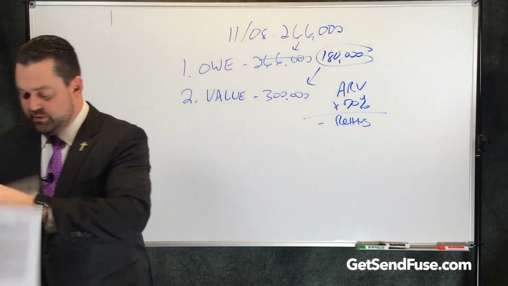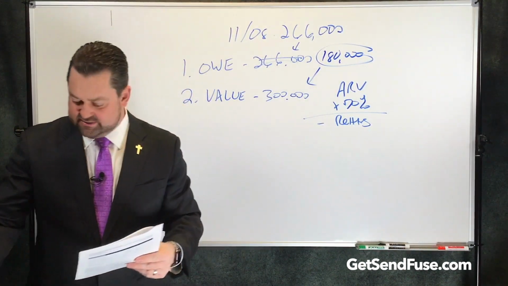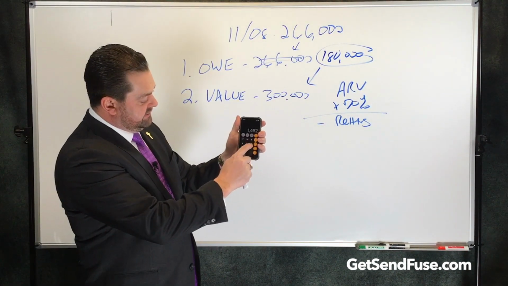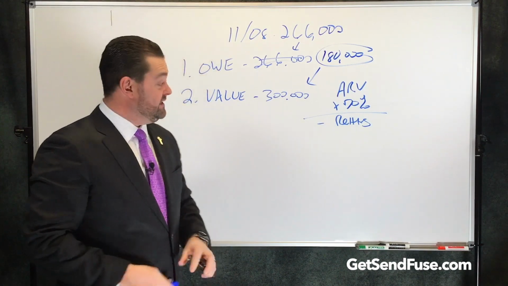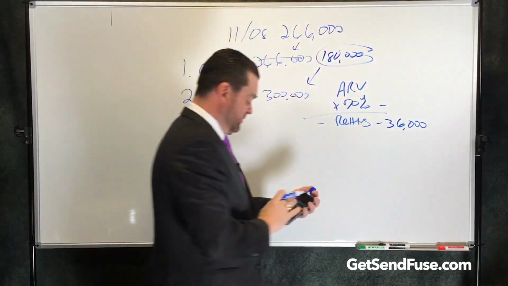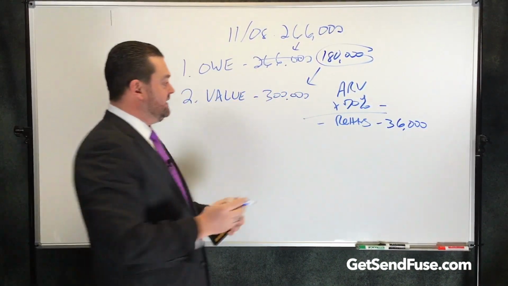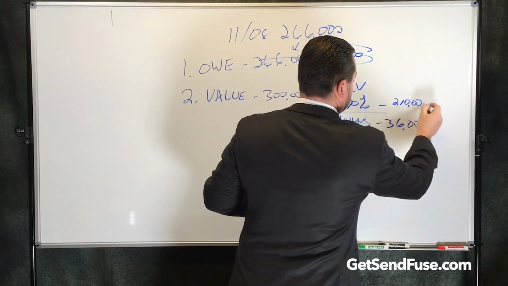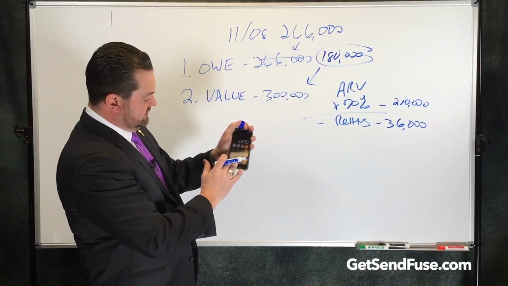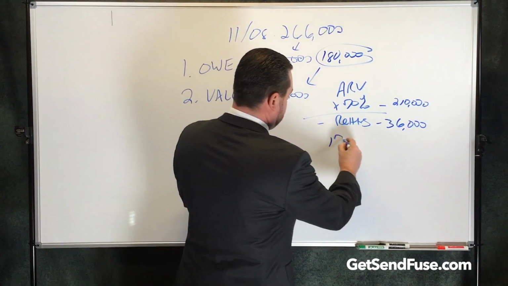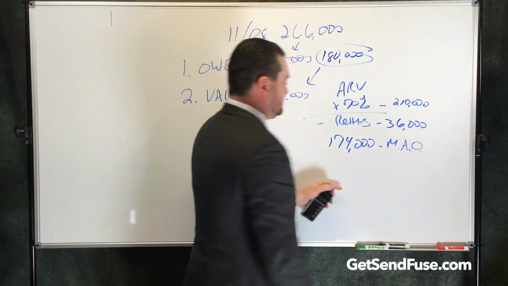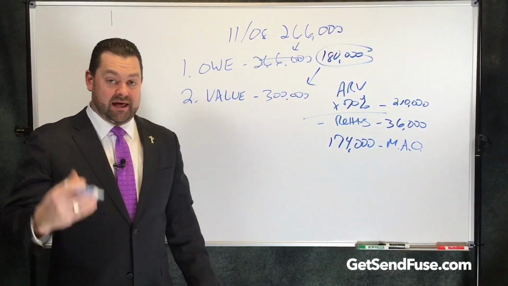Now, on the rehab, we're going to run our rehab at $25 a foot. So we have 1,462 square feet times 25, and our rehab is going to be about 36,000. So if rehab is 36,000 and 70% of ARV was 210, then 210 minus 36,000 equals 174. 174 is what we refer to as our MAO, which stands for maximum allowable offer.